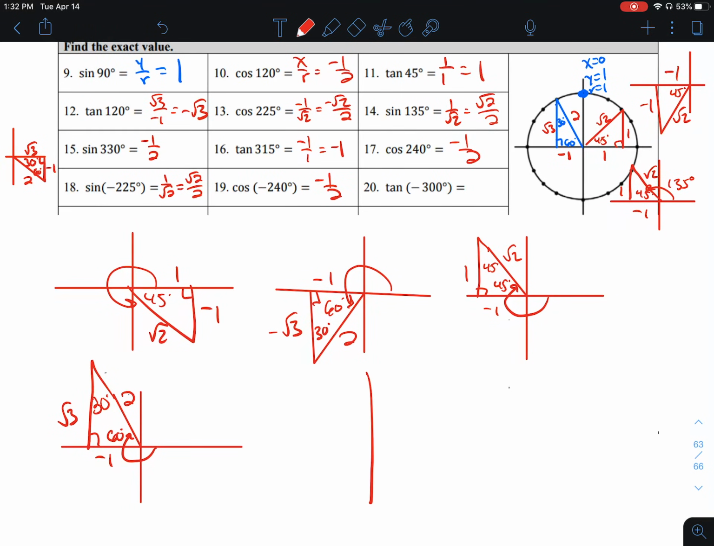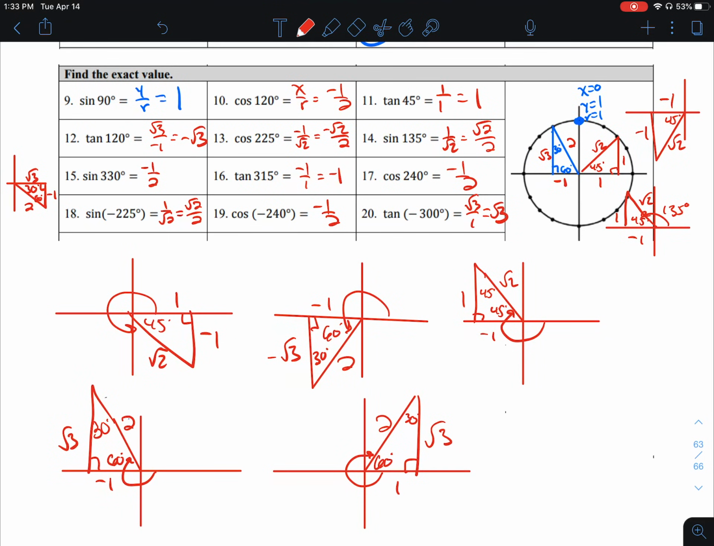Tangent of negative 300. That's going to fall into quadrant 1, making the reference angle 60. 30, 60, 90. Opposite 30 is 1. Opposite 60 is square root of 3. Opposite 90 is 2. Tangent is y over x. That's square root of 3 over 1, which is square root of 3.